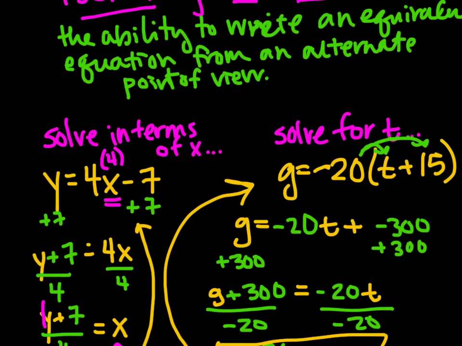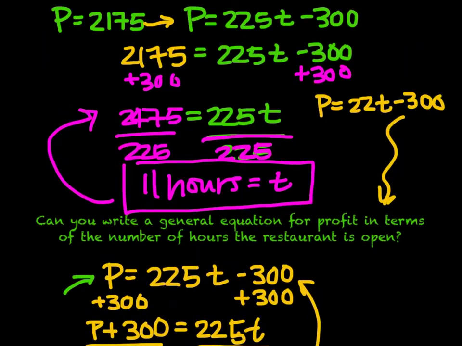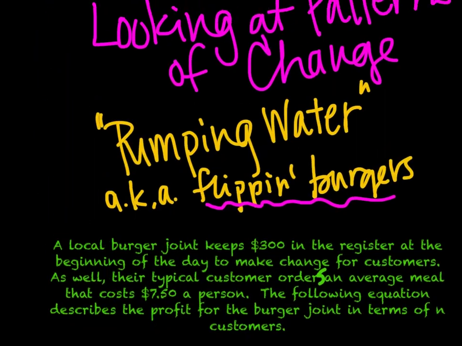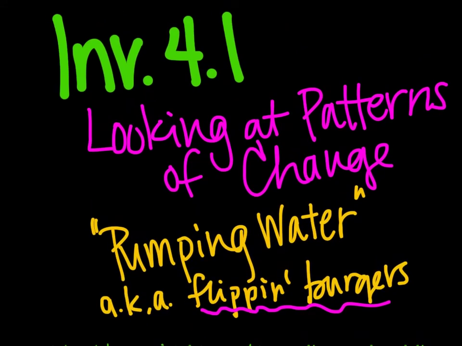So play around with this concept of isolating the variable and look at the patterns of change that you see in the pool, sort of decreasing its water content, draining, and play around with investigation 4.1. Complete investigation 4.1 A through D.